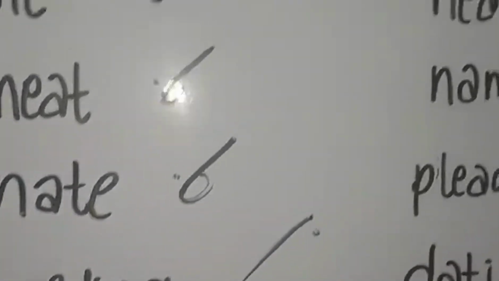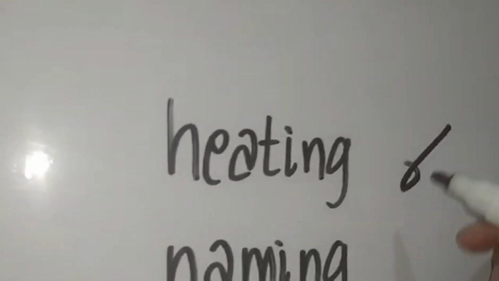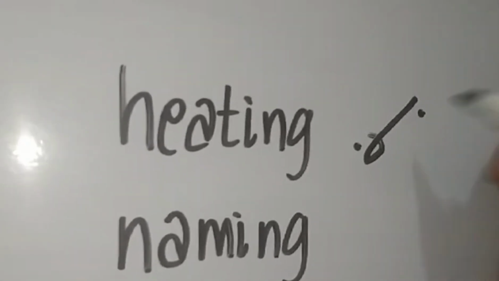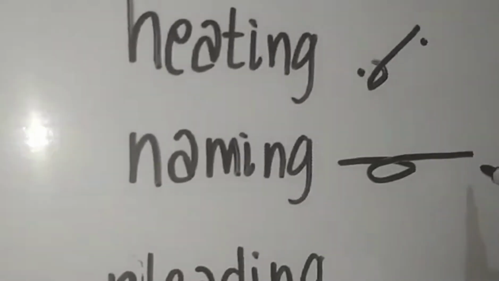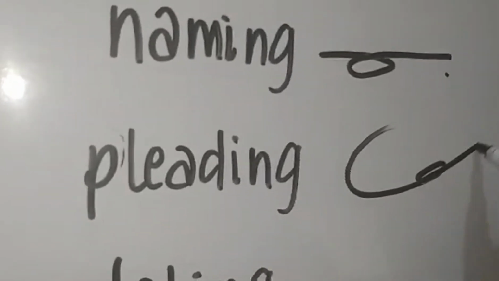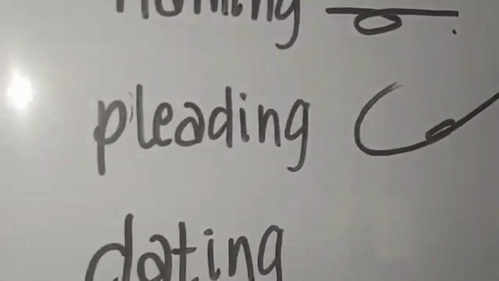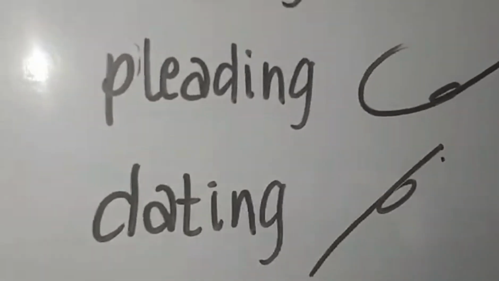Heating. E, T, dot, and dot. While nameing is N, A, M, and that. Bleeding is P, L, E, D, dot. While dating is D, A, T, dot.